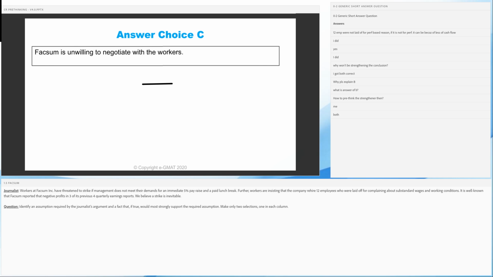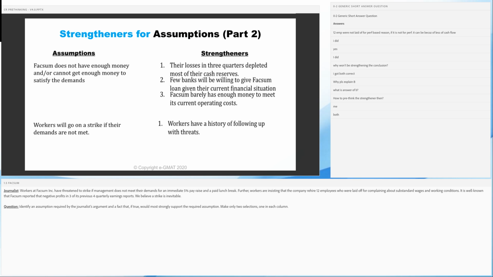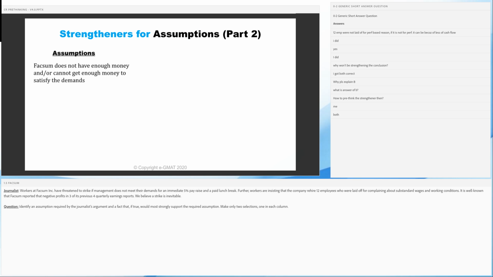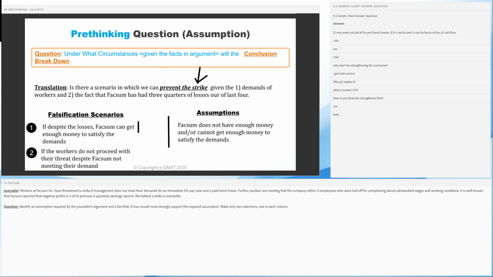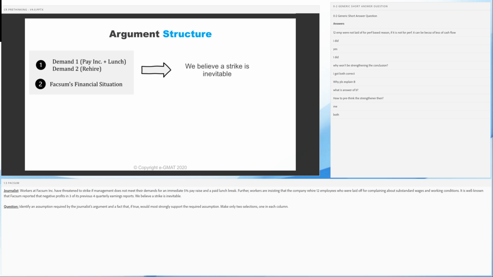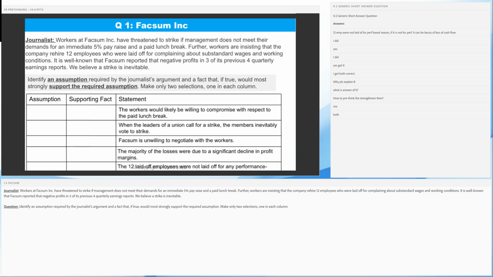Let's go back to the question statement here. I'm sorry, I have to go back. The question statement says, identify an assumption required by the journalist's argument and a fact that, if true, would most strongly support the required assumption. Okay, would strengthen the assumption, not strengthen the conclusion, strengthen the assumption.